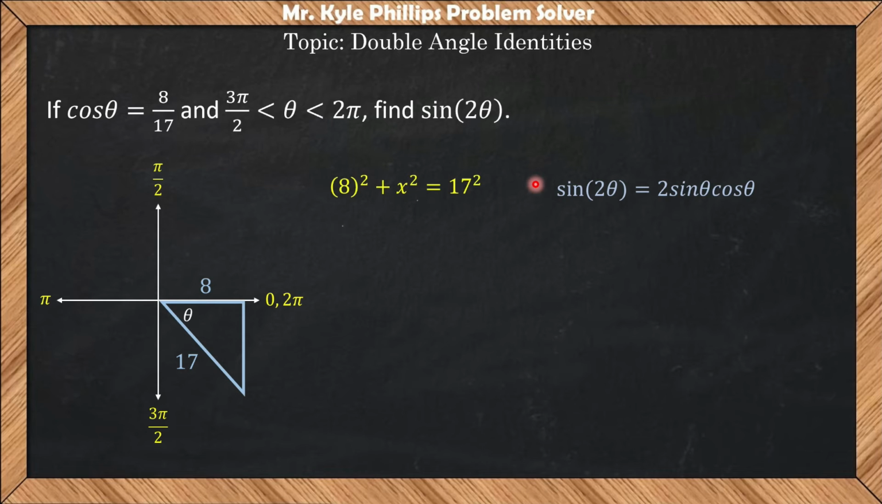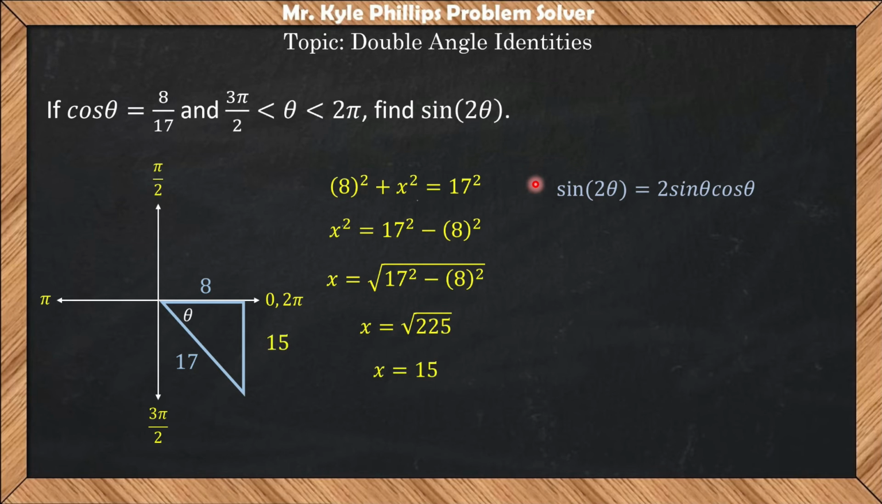So we can set it up to say 8 squared plus x squared equals 17 squared. We'll go ahead and isolate the x squared by moving the quantity of 8 squared to the right. To isolate x squared, we'll take the square root of both sides, and that's going to give us 225. And we know the square root of 225 is 15. So 15 will go here. Now, one thing you have to remember is that this 15 is representing the y value, and the y value is below the x-axis. So that means this 15 should be negative.